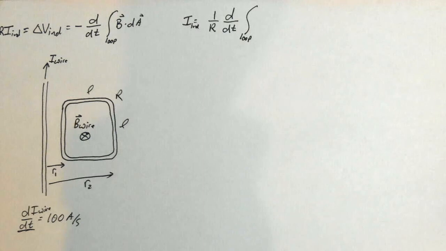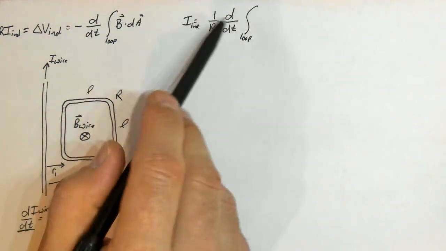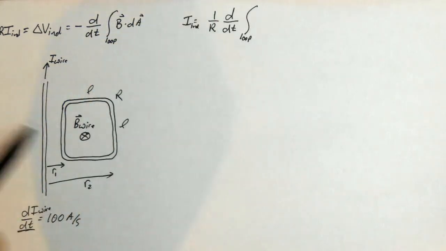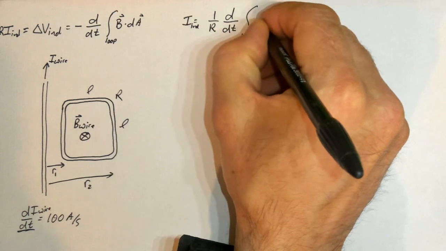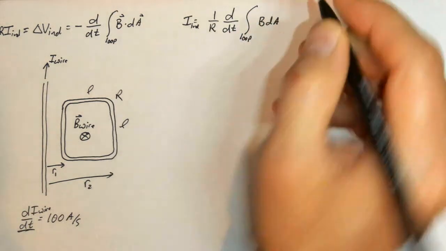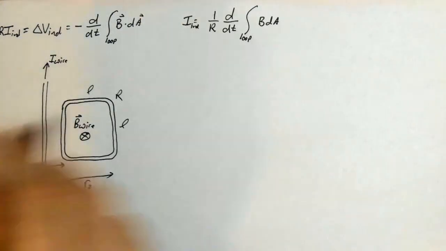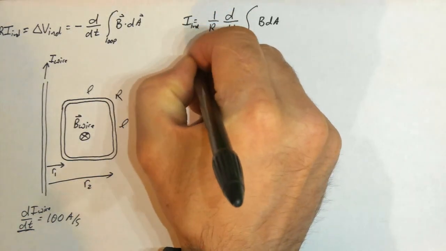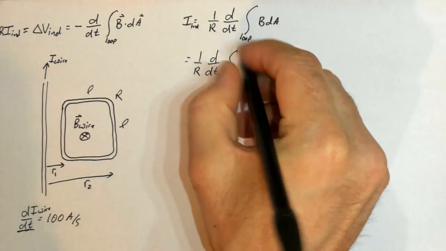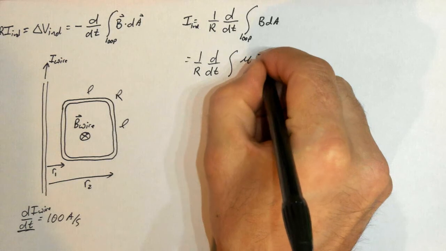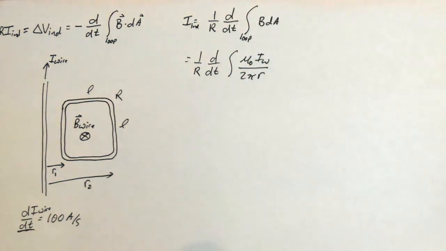Thankfully B is into the page, perpendicular to the plane of the loop, which means it's also parallel to dA, because dA points normal to the plane of the loop. So this just becomes B dA. But B for a wire is a function of r. So this is going to equal 1 over R, d/dt, of μ0 I wire divided by 2πr.